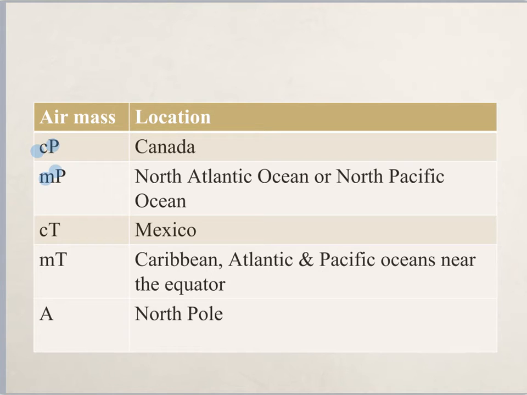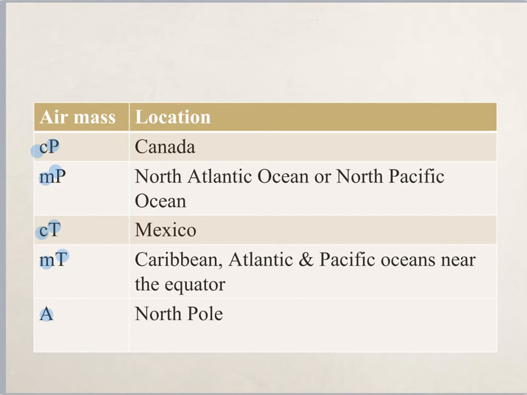mP, lowercase m, capital P, maritime polar. You're going to find these at the North Atlantic Ocean or the North Pacific Ocean, so it'll be cold and wet. Continental tropical, noted by a lowercase c and a capital T, will form over Mexico and the southwest United States. mT, maritime tropical, will form over the Caribbean or the Atlantic and Pacific Oceans near the equator, so it'll be wet and hot.